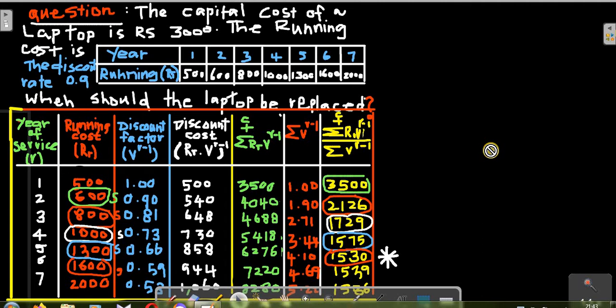Good afternoon, students. Today I'm going to take another problem, and the problem is connected to the replacement problem. In the previous case, the cost price was given and the scrap cost was also given. But here, the discount rate is given, and also the maintenance cost and the capital cost. With that data we have to find out in which year we have to replace the laptop.